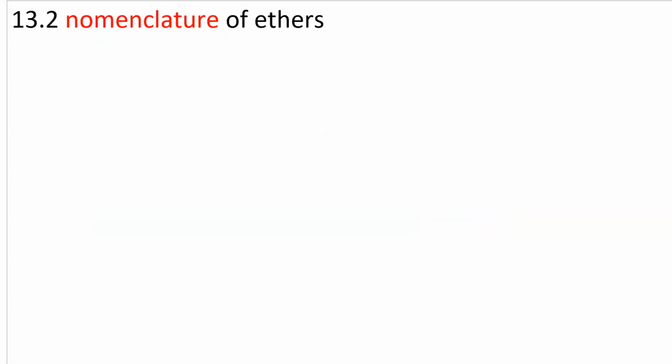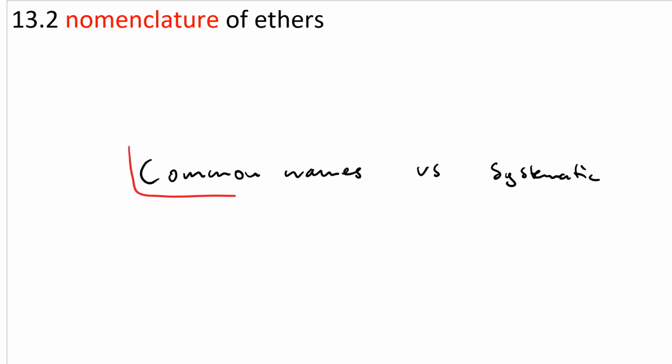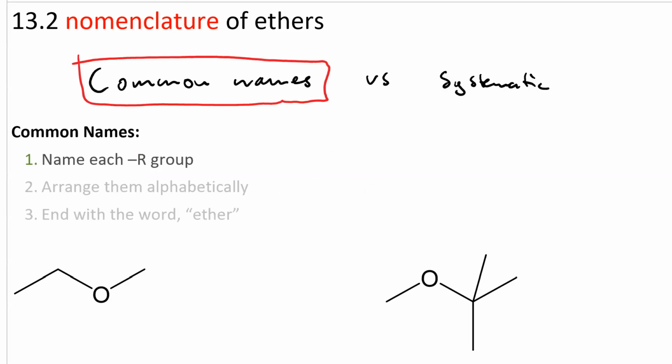Nomenclature of ethers. There are common names, and there are systematic names. We'll start with the common names. So with the common names, think about the two R groups. The name of the ether is just the names of the two R groups in alphabetical order, followed by the word ether.